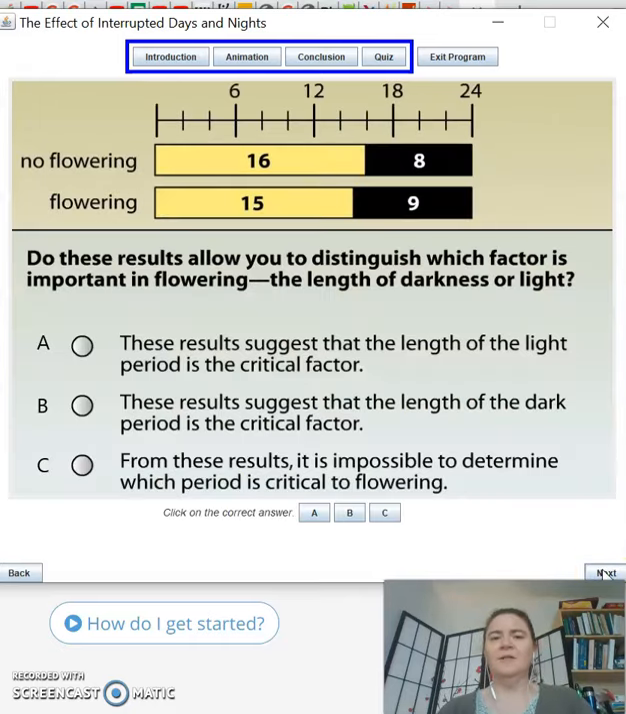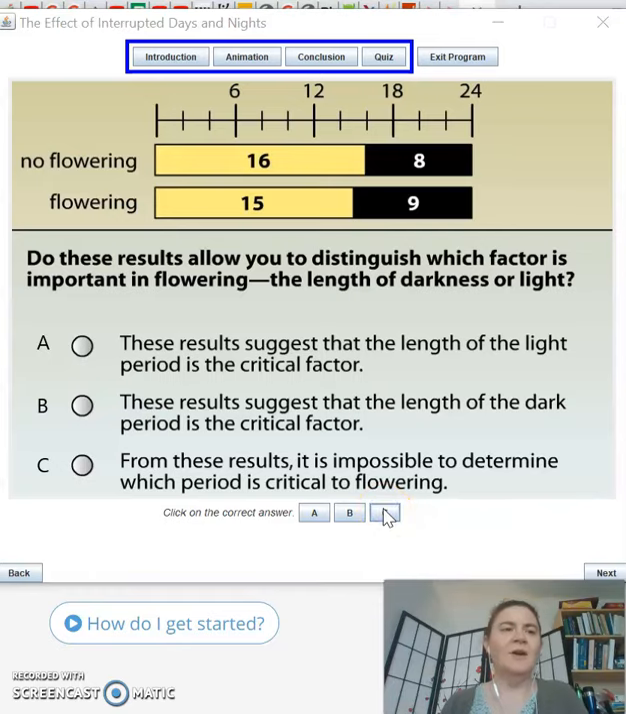So here's our first question. Do these results allow you to distinguish which factor is important in flowering, the length of darkness or light? A, these results suggest the length of the light period is a critical factor. B, these results suggest that the length of the dark period is the critical factor. C, from these results, it is impossible to determine which period is critical to flowering. Take a moment. Can you figure out what the answer is?